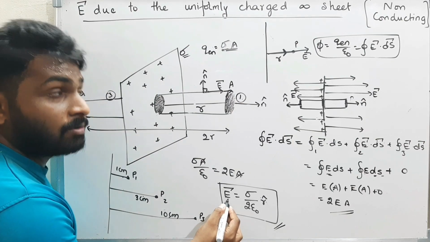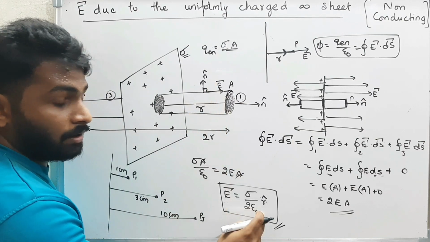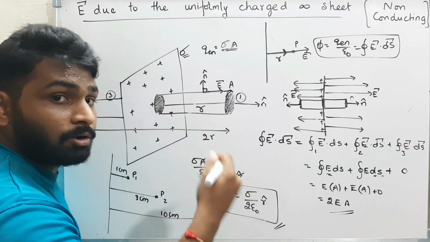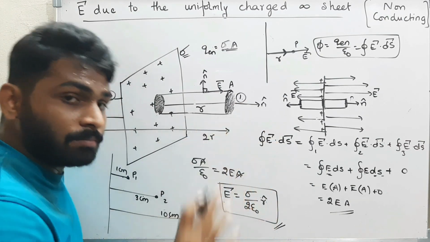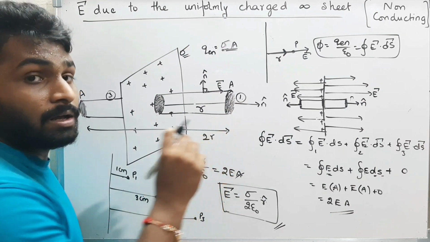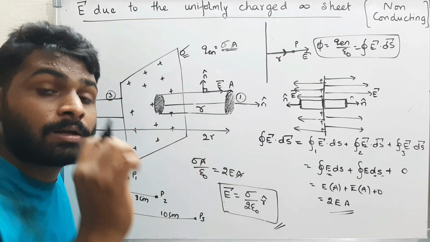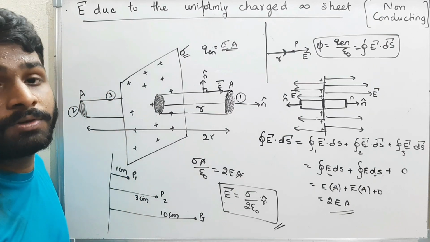Because the electric field due to the infinite sheet is independent of R. There is no R term in this equation. Therefore, it is independent of R. Whatever R is, the electric field will be the same. That is the reason why we call the electric field produced by these sheets uniform. Already we studied this one.